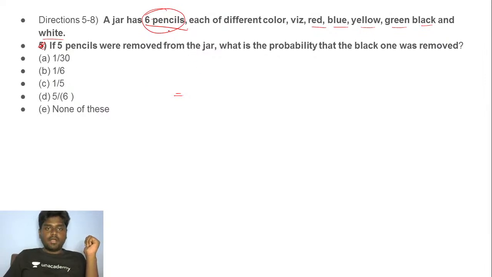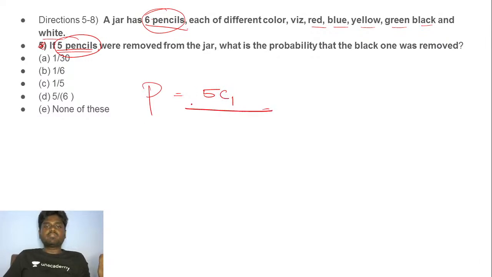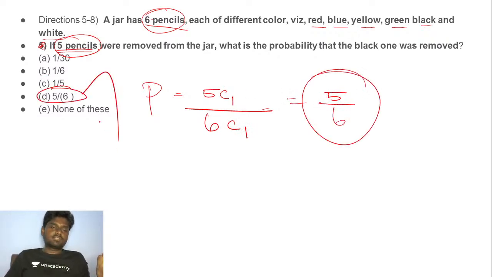Listen carefully. You're taking 5 pencils. Out of these 5 pencils, your favorable outcome: how many black pencils do you have? You have only one, so you are taking 1, divided by, out of 6 pencils, you are removing 1. That's it. So 5C1 by 6C1 will exactly give you 5 by 6. That's it. So the answer for this question is 5 by 6. Clear?